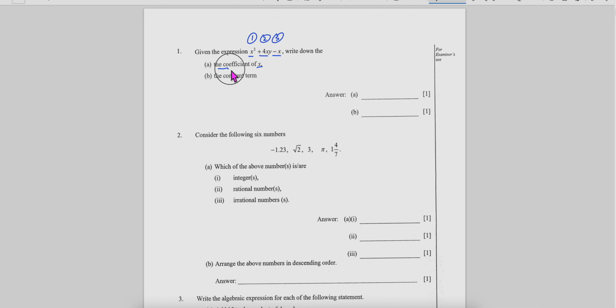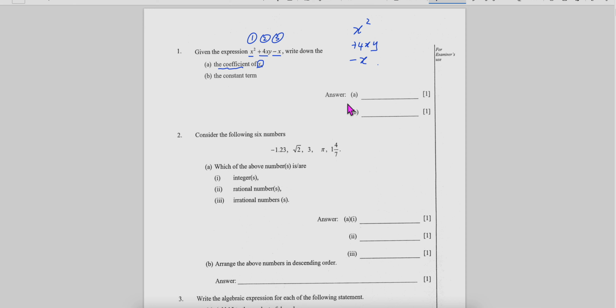So what's the meaning of coefficient? Do you know? It's the part in front, not the one behind. Among these three terms, which one has the common x? The second one and the third one have x. The first one is x squared. So we take them out. The first term is x squared, right? The second term is plus 4xy. Then the third one is minus x.